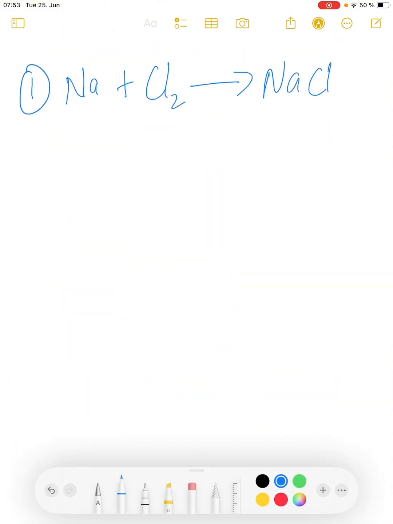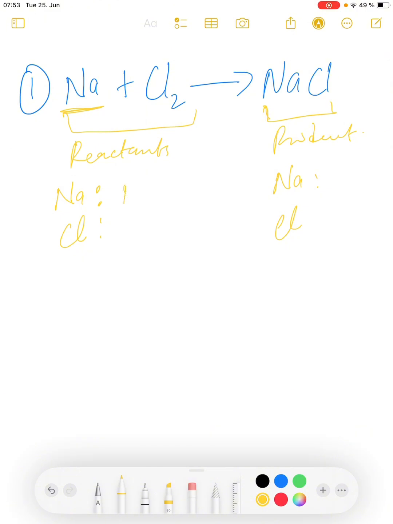So let's take the first example: sodium plus chlorine. Now you have to identify the reactants and the products. This is the reactants, this is the products. Now we have to state how many sodium and how many chlorine we have on the reactant side. Here sodium is 1, chlorine is 2. In the product, sodium is 1, chlorine is 1.